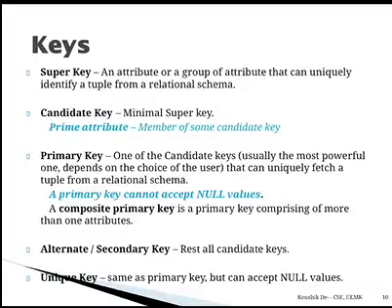Candidate keys are also variously referred to as primary keys, secondary keys, or alternative keys. The constituent attributes are called prime attributes. Conversely, an attribute that does not occur in any candidate key is called a non-prime attribute.